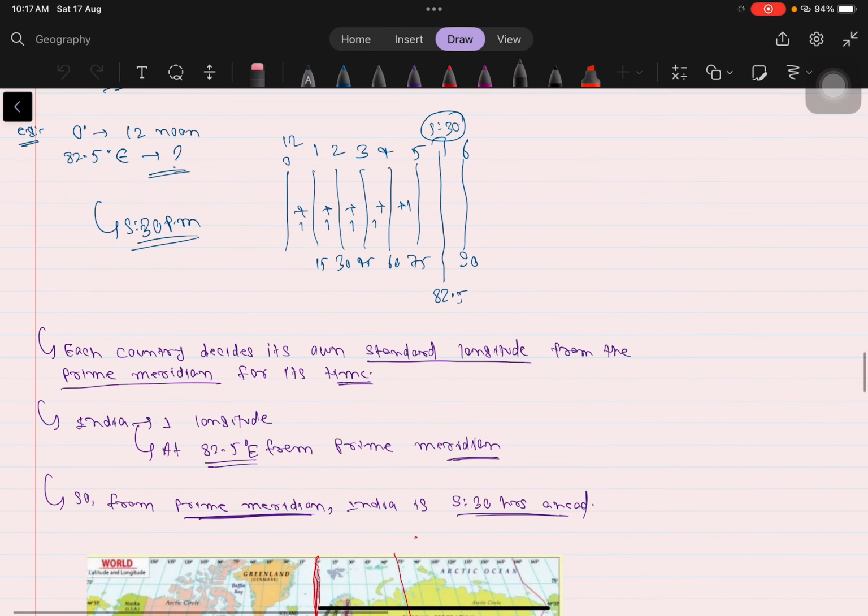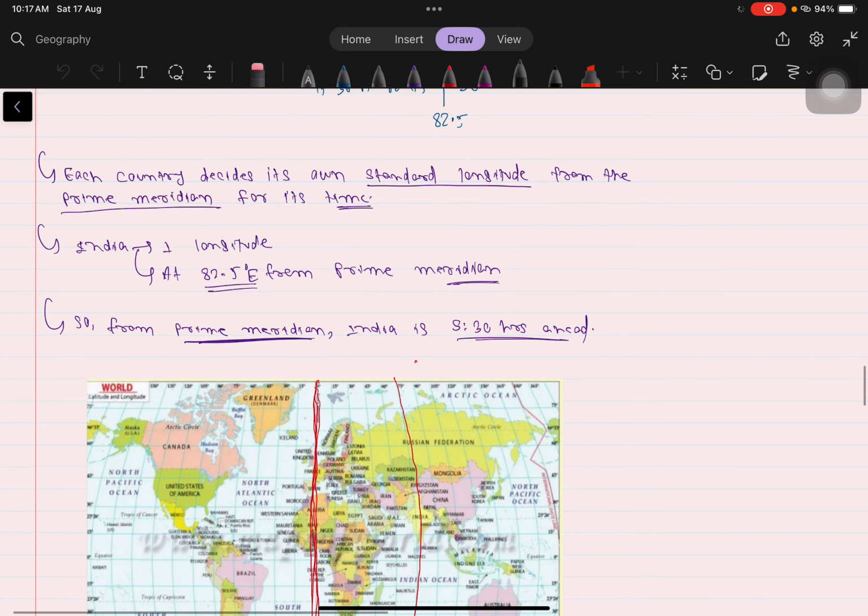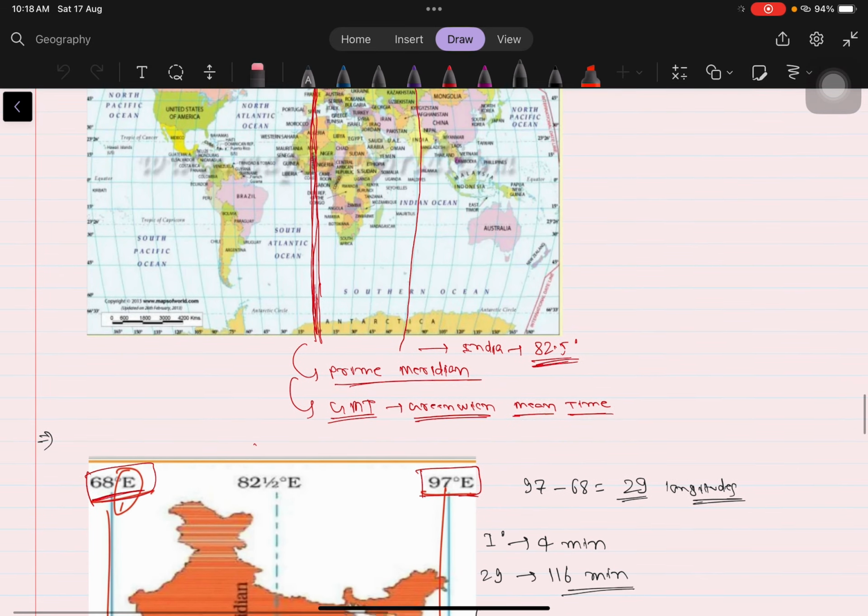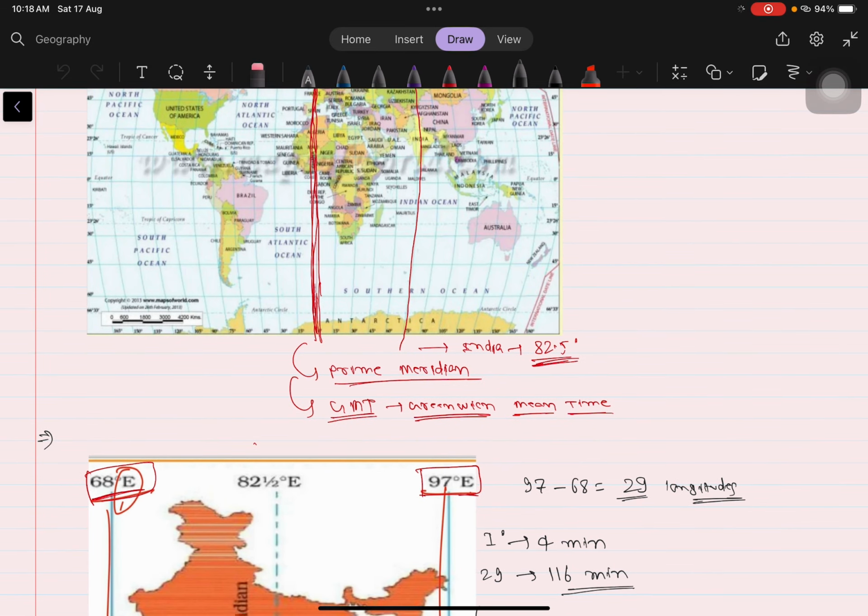So here comes the concept that the prime meridian is fixed at that point, but each country also has its own standard longitudinal line, which is taken as the reference point to calculate the time of that country. Like India, 82.5 degrees east longitude is selected as the standard longitude of India. So from the prime meridian, India is 5.5 hours ahead of GMT, which is nothing but Greenwich Mean Time.